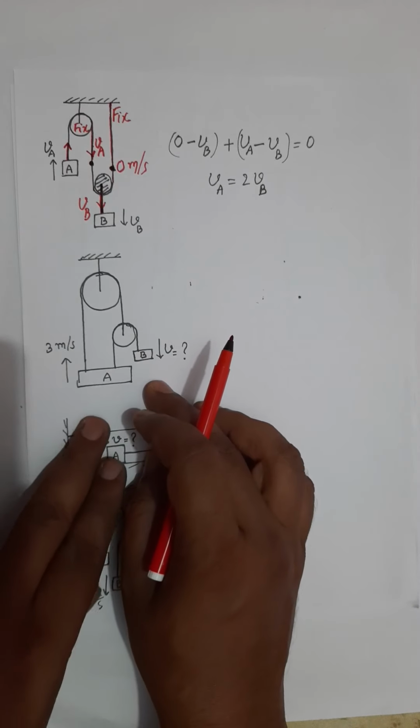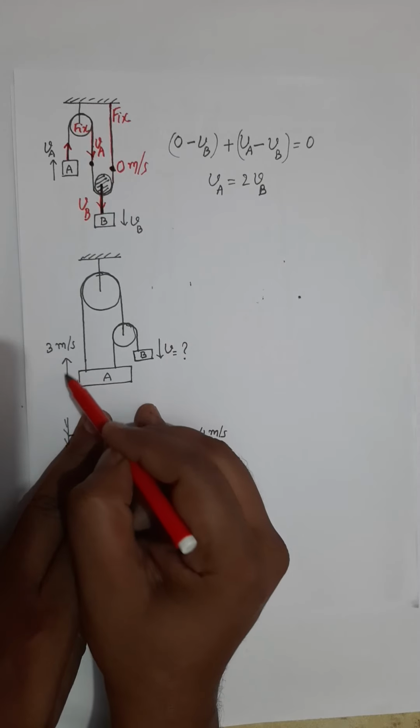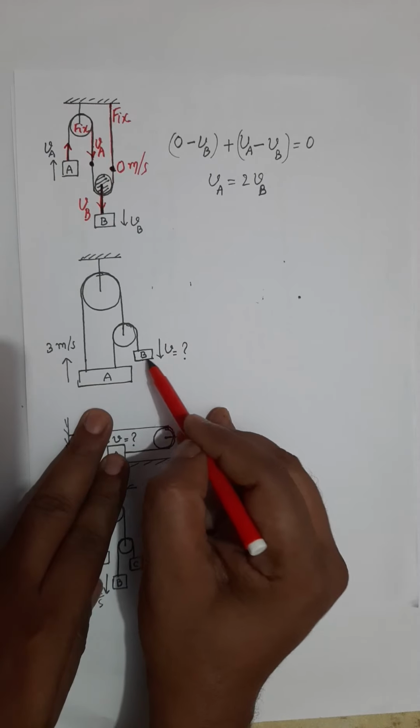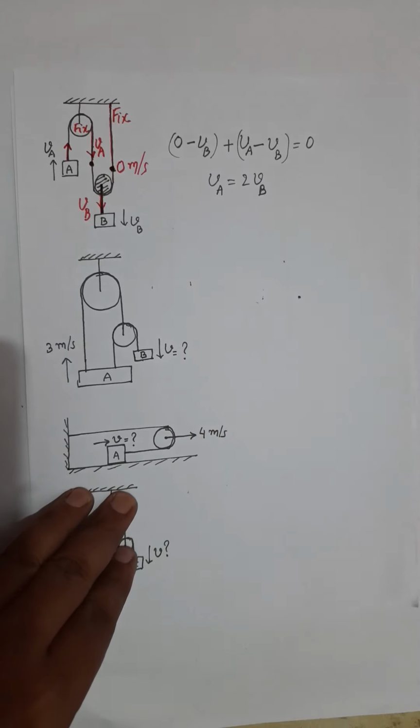Next example. Here we have block A going upward with 3 meter per second. I want the velocity of block B now. So it's a very simple question but useful for you. It will definitely help you in problem solving, especially in Newton's laws of motion, where you deal with multiple pulleys and multiple masses.